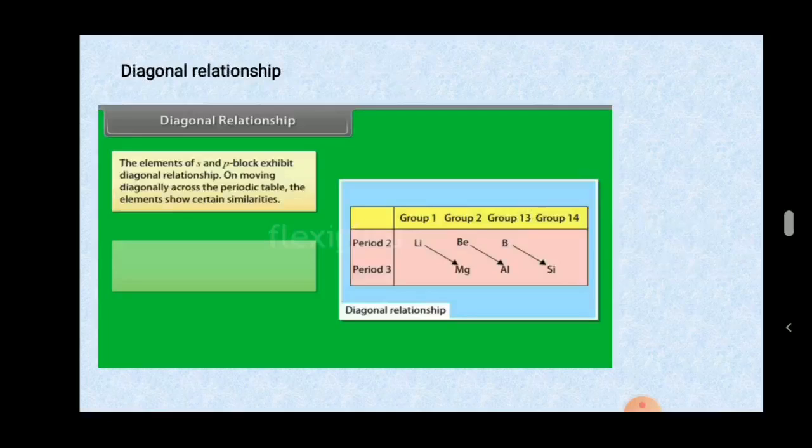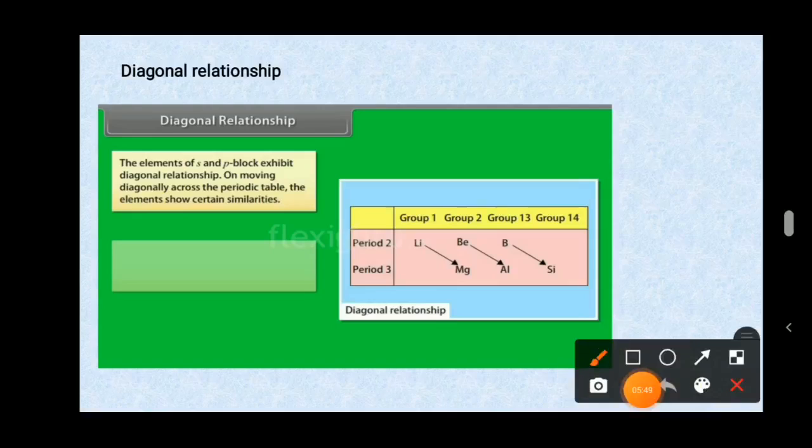So the next concept is diagonal relationship. Now what is the meaning of diagonal relationship? See here, look at the picture, and you can understand what is the meaning of the diagonal concept.